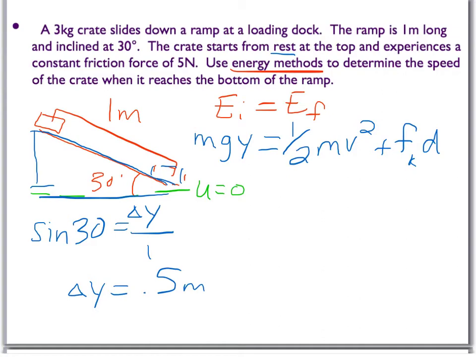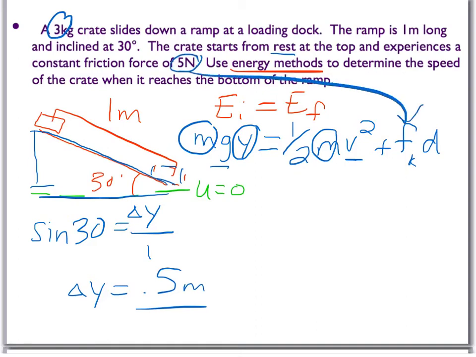So as I look at plugging some values in here, I can plug in the mass of 3 kilograms. I can plug in my gravity of 9.8, my y displacement of half of a meter. Again, mass is still 3. I'm looking for the final velocity. My frictional force was actually given to me, so I can take these 5 newtons and simply plug them in there. And I have the distance that I'm moving along the ramp to be the 1 meter displacement.